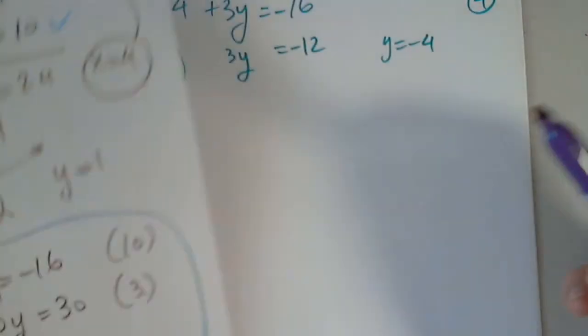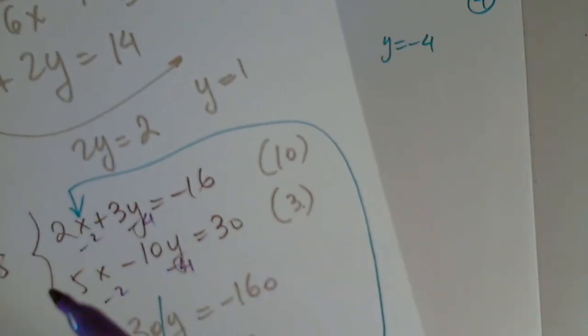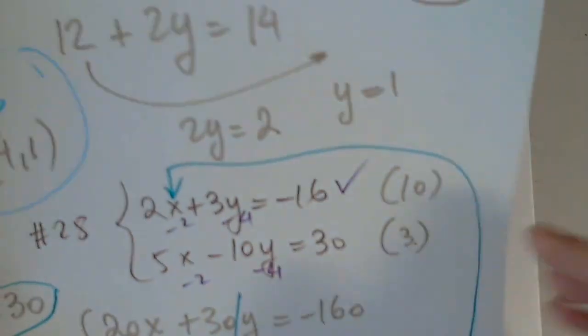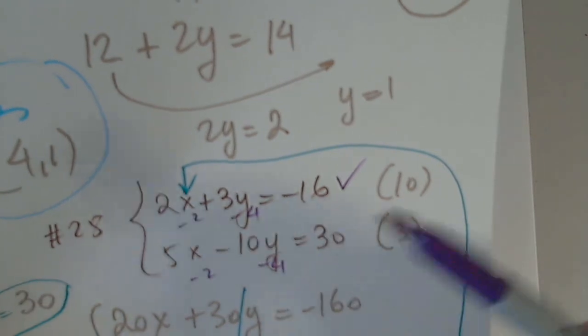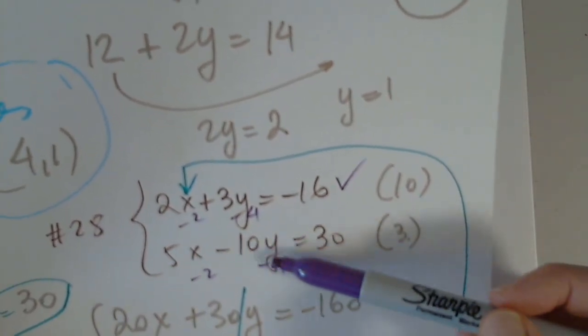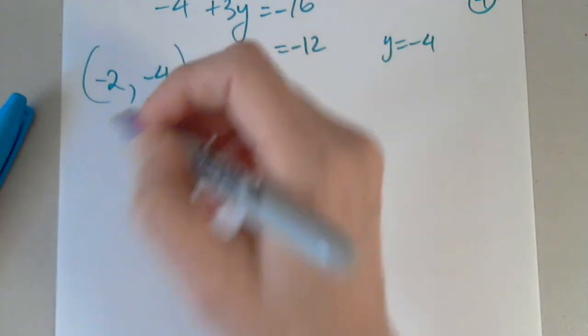I'm checking. 2 times negative 2, negative 4. 3 times negative 4, negative 12. Negative 4 minus 12, negative 16. Correct. 5 times negative 2, negative 10. But negative 10 times negative 4 is positive 40. Positive 40 minus 10 is indeed 30. And only now I'll say yes.